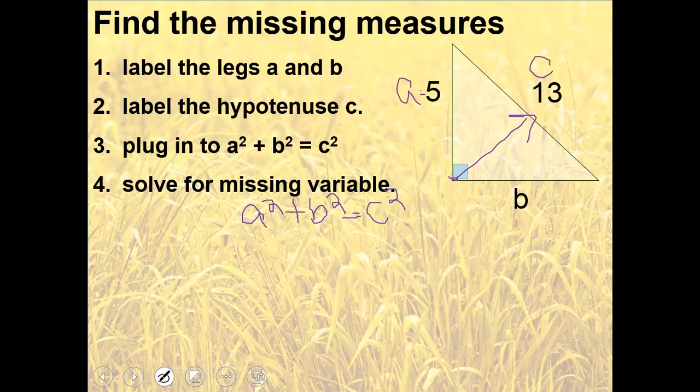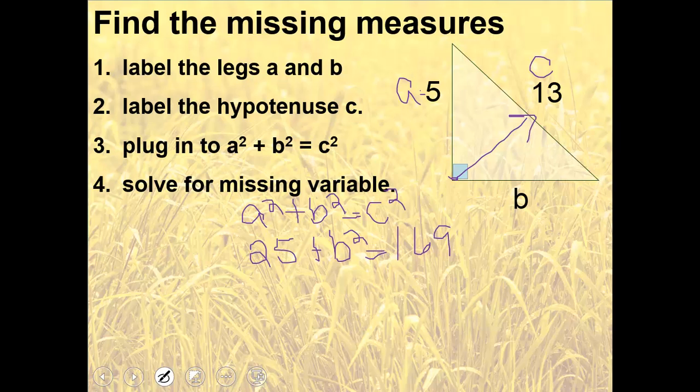and I plug into the appropriate places. 5 squared, again, is not 2 times 5, it's 5 times 5, so that's 25, plus B squared is equal to 13 squared, is 13 times 13, which is 169. It may help you to have a list of perfect squares. You might want to make that. I've made it for you in the past. Now would be a good time for you to make it for yourself.